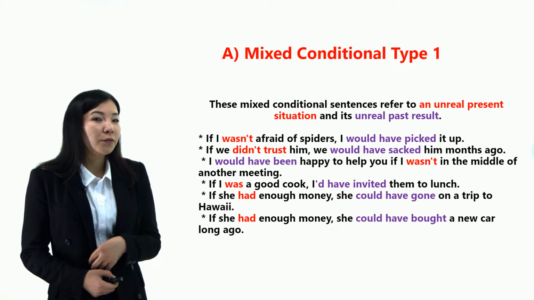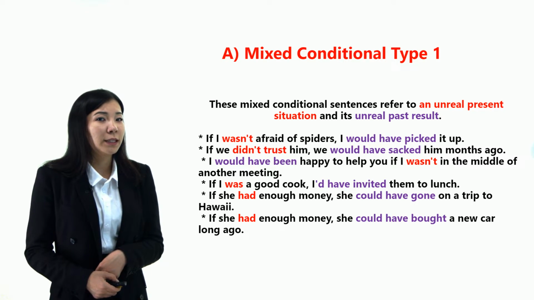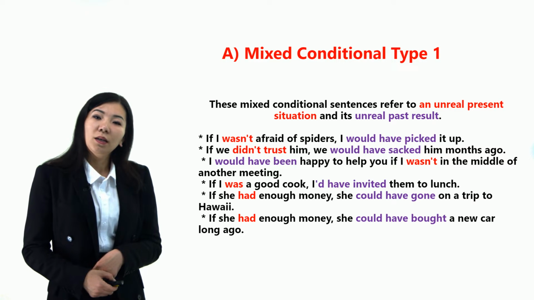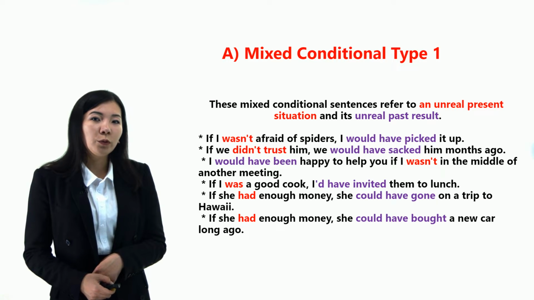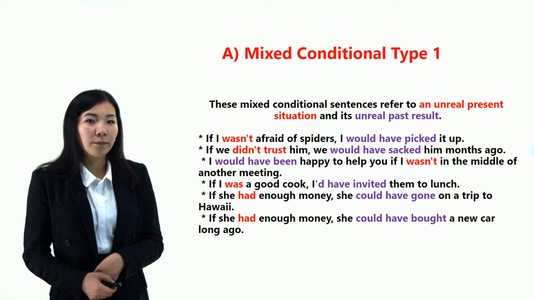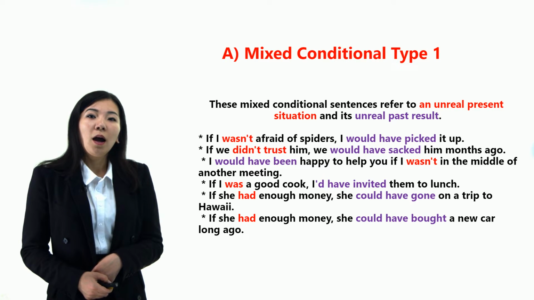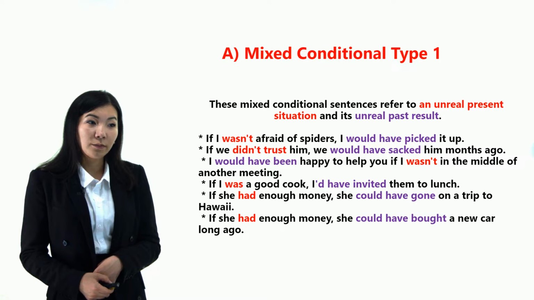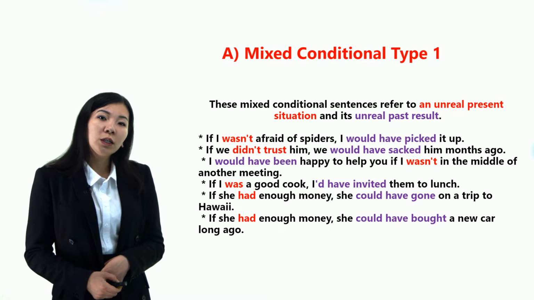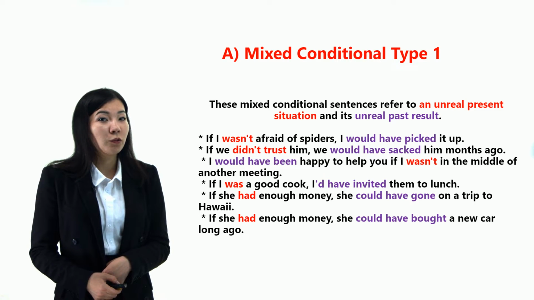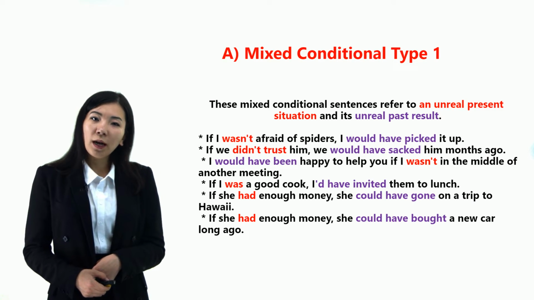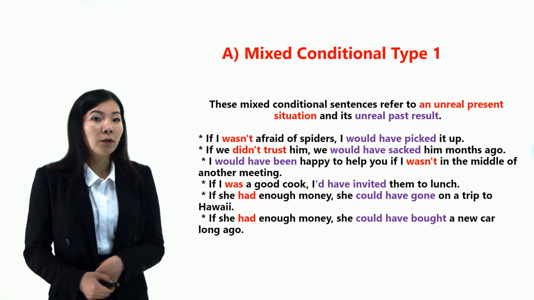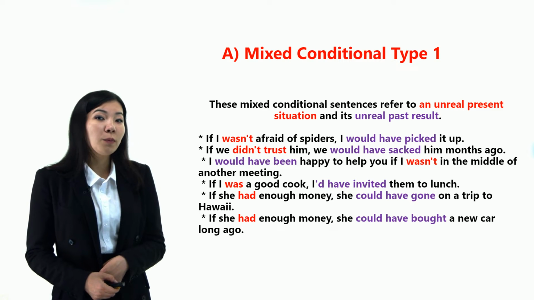If I wasn't afraid of spiders, I would have picked it up. If we didn't trust him, we would have sacked him again. I would have been happy to help you if I wasn't in the middle of another meeting. If I was a good cook, I would have invited them to lunch. If she had enough money, she could have gone on a trip to Hawaii. And the last one, if she had enough money, she could have bought a new car long ago.